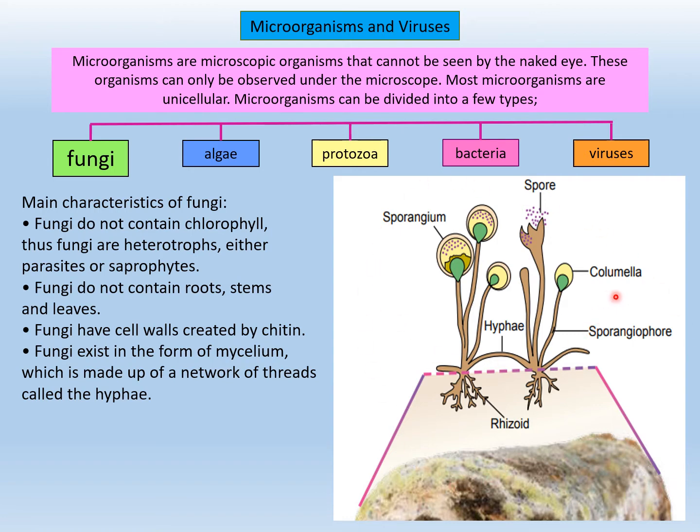This is the structure of the fungi. This is the columella. This is the sporangium. When the sporangium matures, it produces spores, and this is the sporangiophore, and this is the roots. We call it rhizoid.